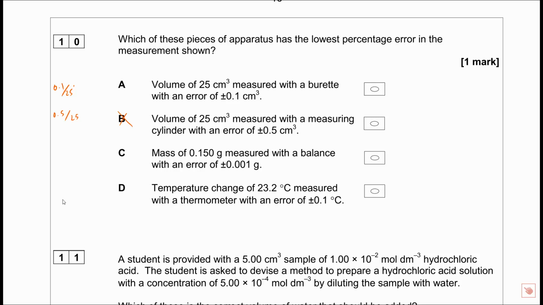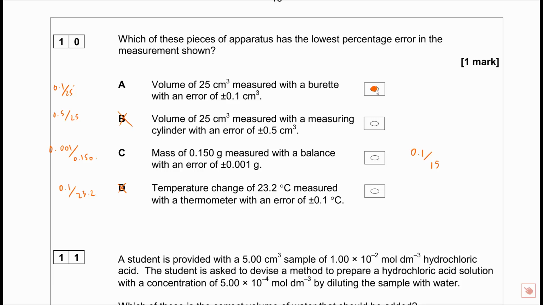Here we're going to do 0.1 over 23.2, so I know that 0.1 over 25 is actually going to give us a smaller number, so it's not going to be this one either. 0.001 over 0.150. Well, let's factor that up slightly. You can actually do this in your head without a calculator. That would be the equivalent of 0.1 over 15, I believe, which means this one is going to be our greatest one.